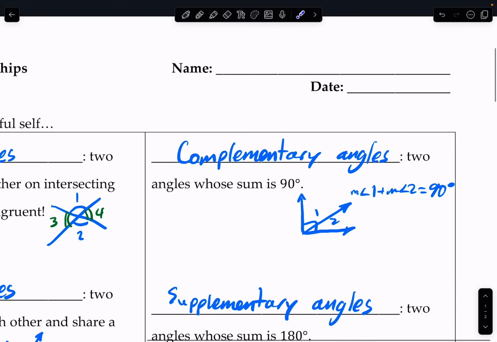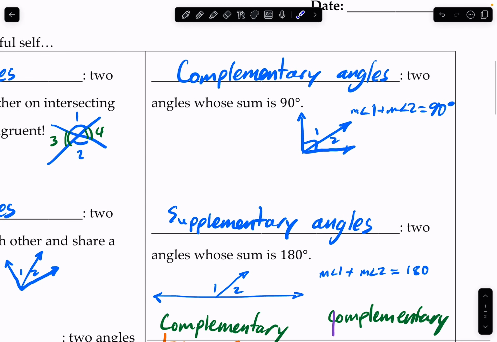Speaking of supplementary, it kind of goes in this category of supplementary or complementary angles. Complementary angles equal 90 degrees. Okay, so in this picture, we're going to consider that this is a right angle. So angle 1 is complementary with angle 2. So the measure of angle 1 plus the measure of angle 2 is going to equal 90 degrees.